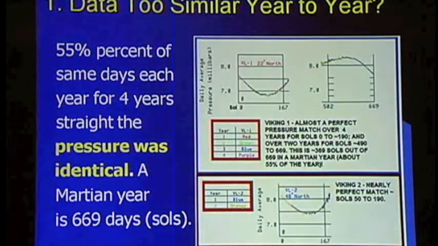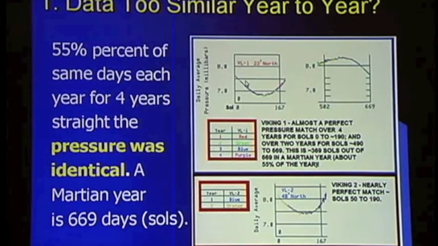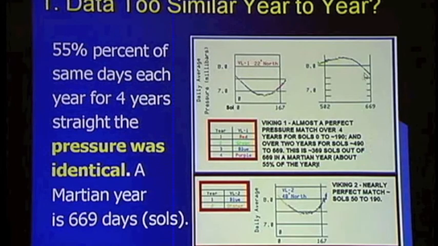Okay, now this is a real oddity. Would you expect, for 55% of the days, the same days, year after year after year, for 4 years, for the pressure data to be the same? Probably not, especially since the Martian year is about twice as long as an Earth year. Now, what you're seeing up there, these top two curves, that's supposed to be 4 years, 4 curves, but it looks like one curve. You can't distinguish between the lines.